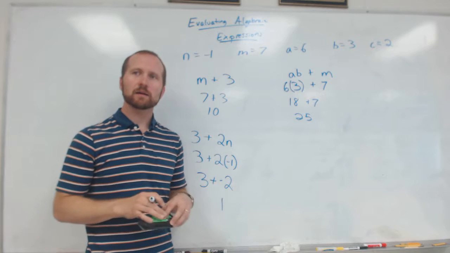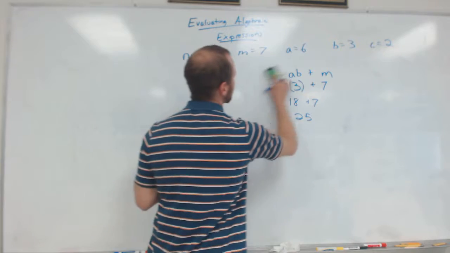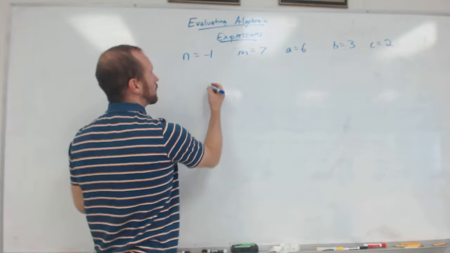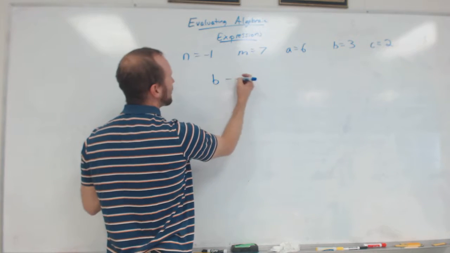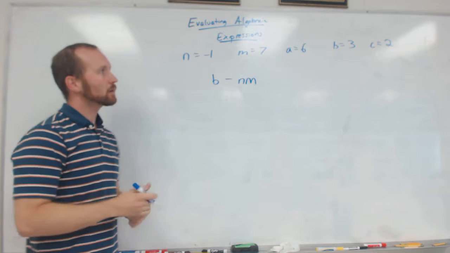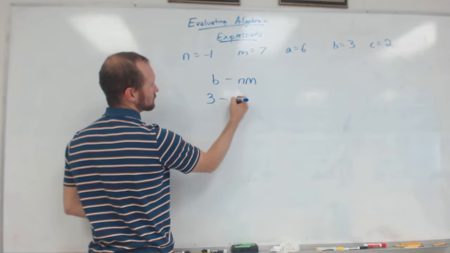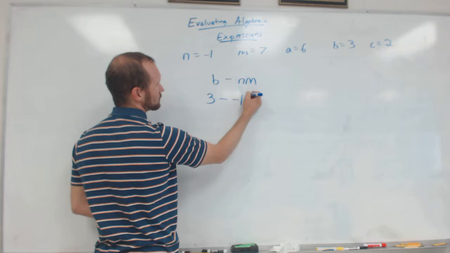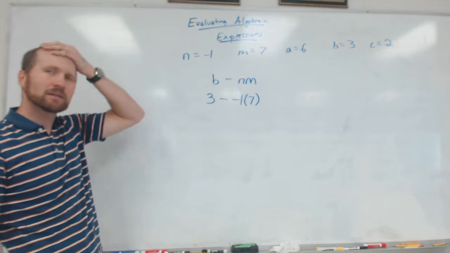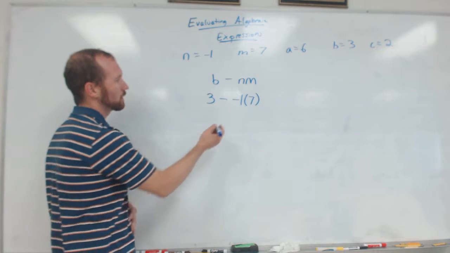Now, what if I had something a little bit more complicated? What if I had something like this? b minus n m. So why is this one complicated? Okay, so b is 3, minus n. n is negative 1. Negative 1 times m. So what does this even mean? I plugged it all in. Do you add the 3 and the 1 first, plus 7?